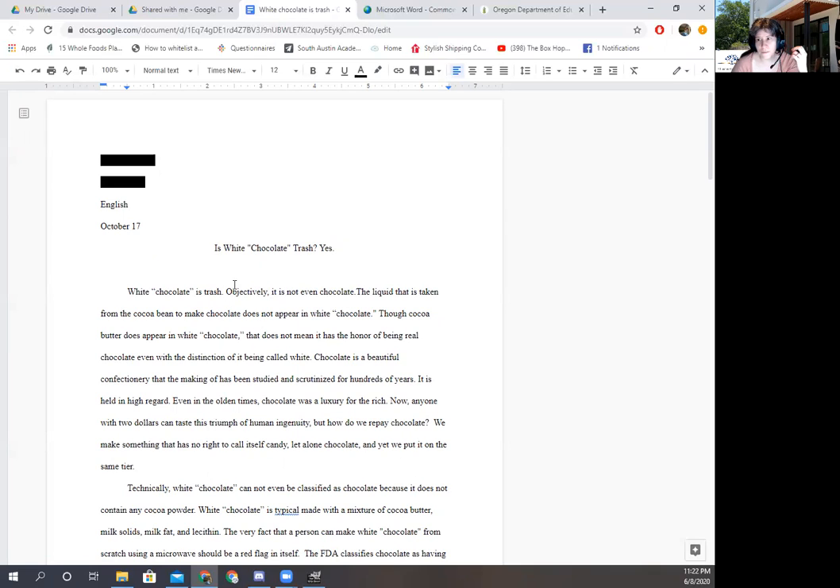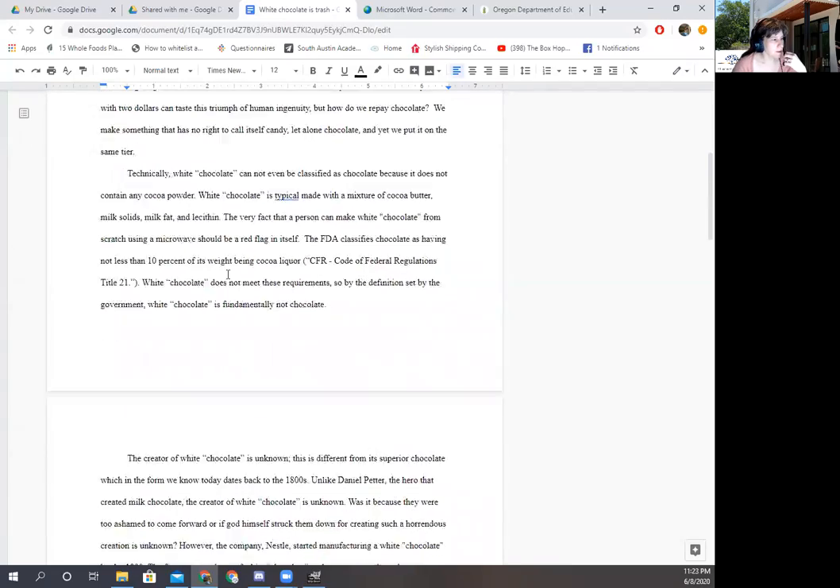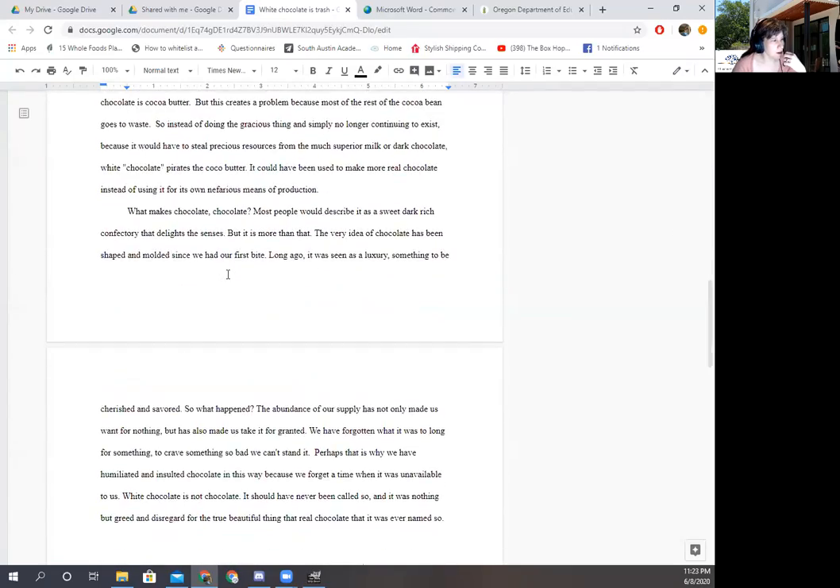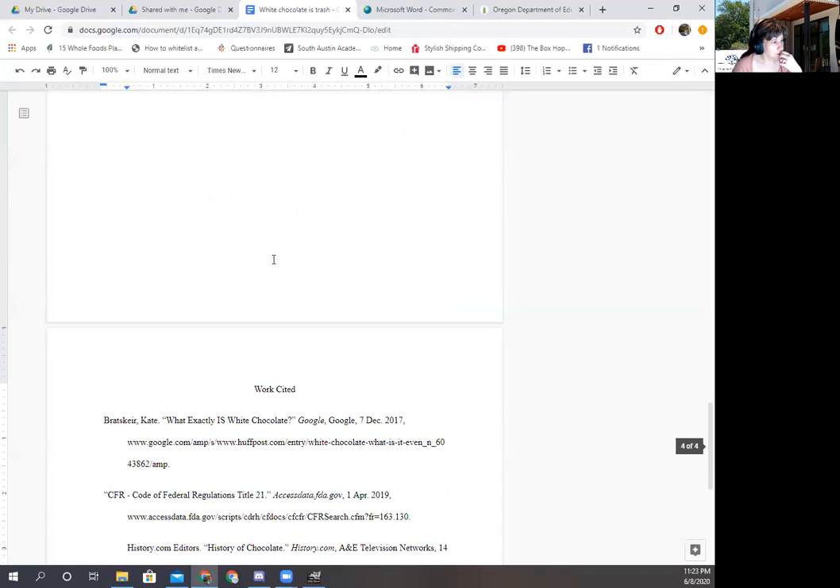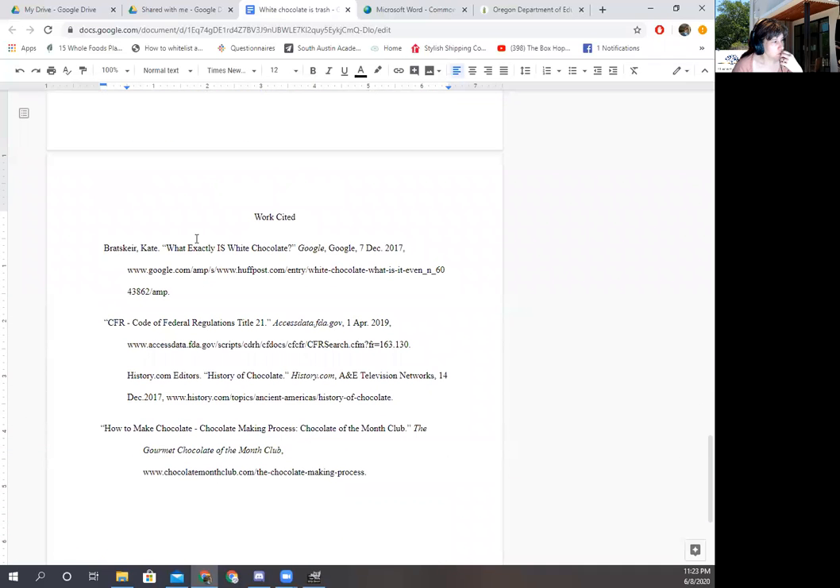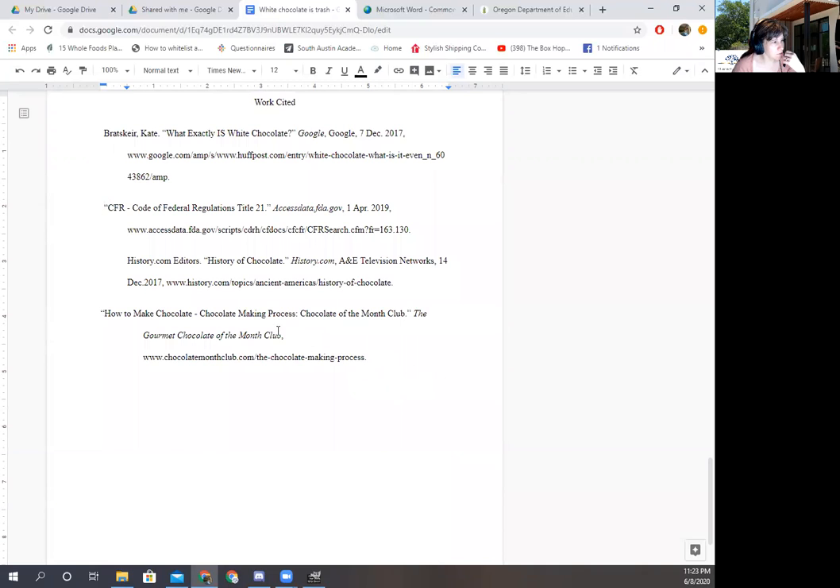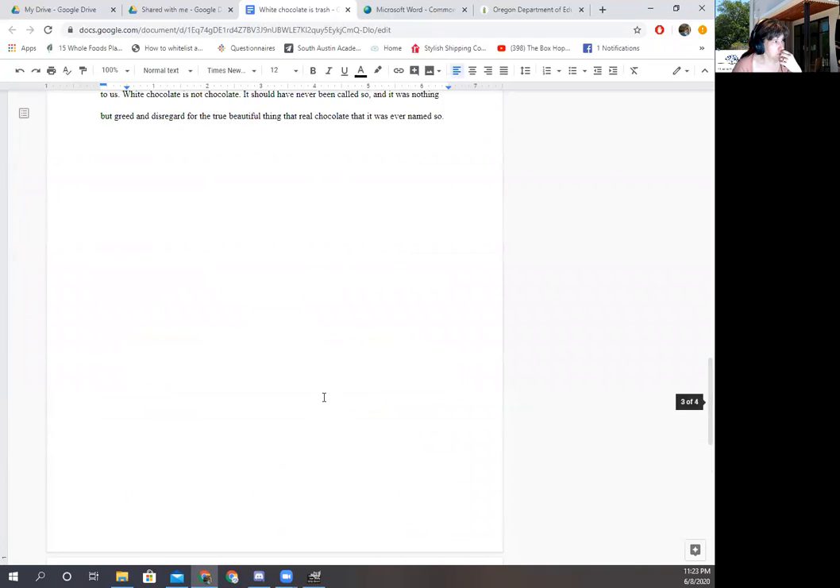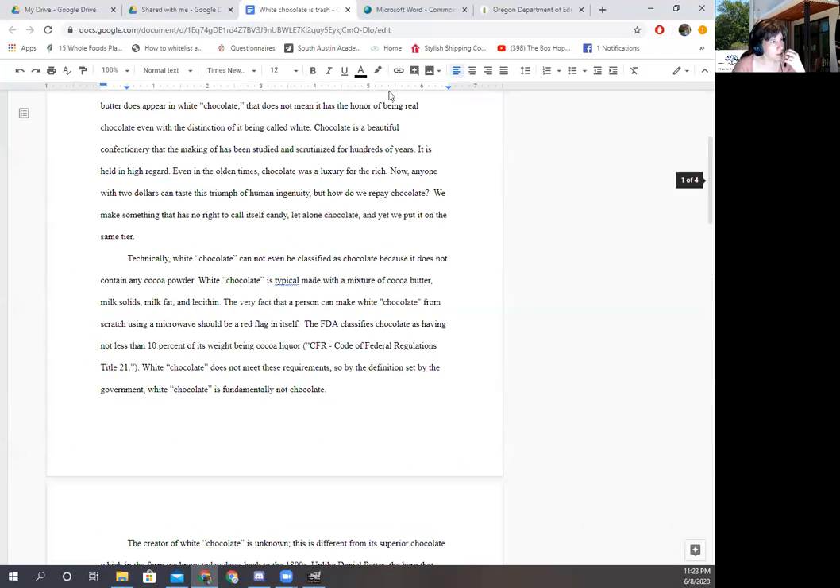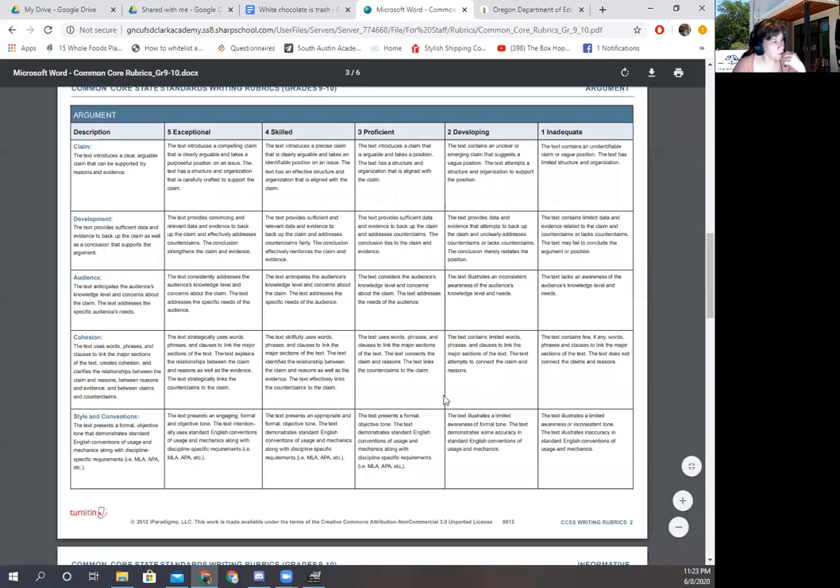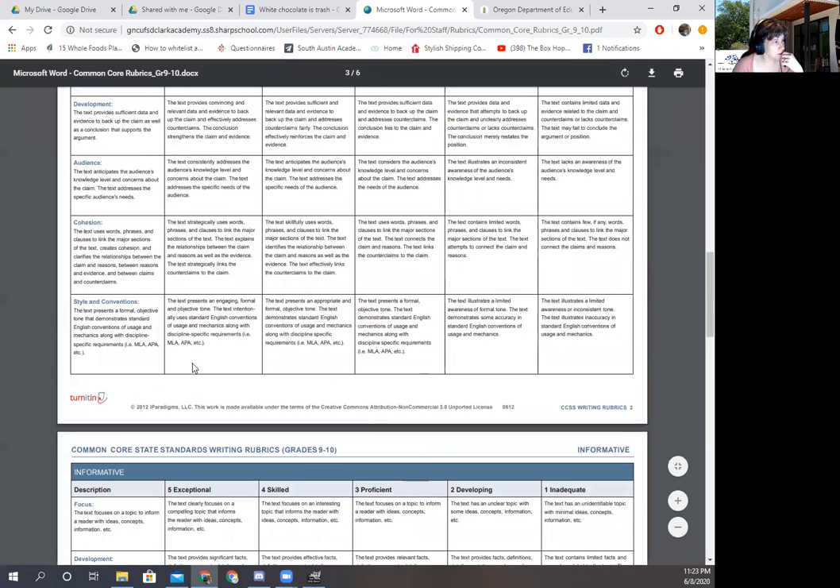So you do want to be nitpicky in the beginning here, so I would take off some points for that. I would also look here: works cited looks okay, it looks like it's in alphabetical order, and the formatting looks good there.